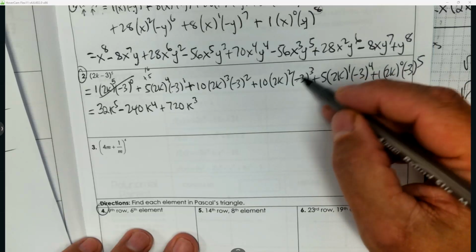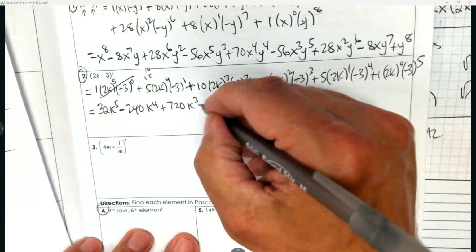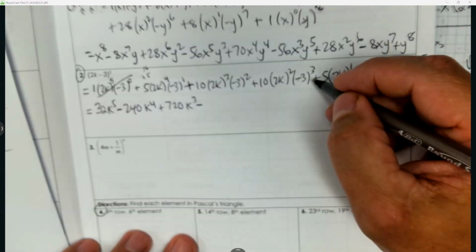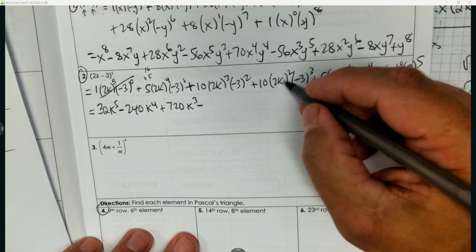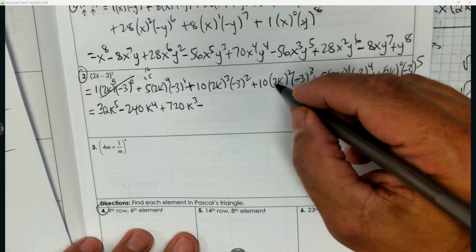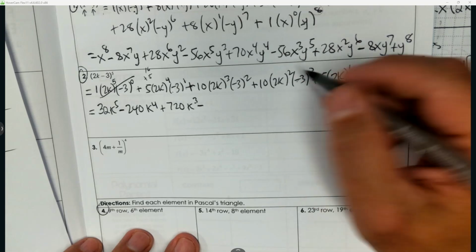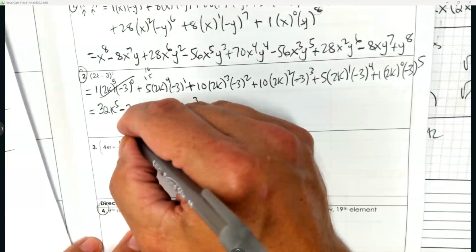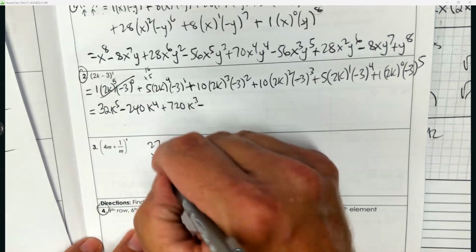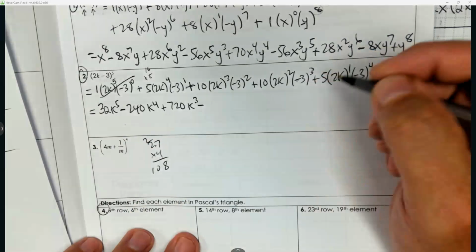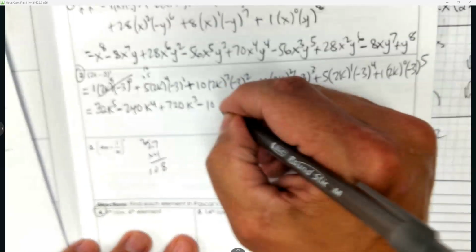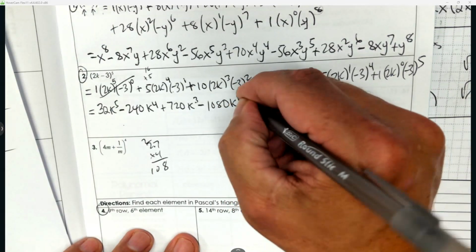Here, an odd exponent with a negative, so there's a negative. 27 times 2 squared, which is 4. So 27 times 4, let's do that here. That's 108 times 10, put a 0 at the end. k cubed.